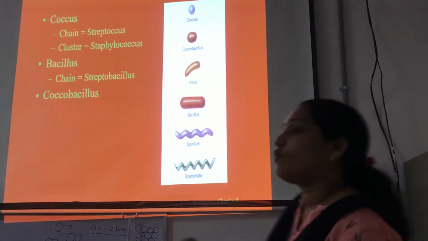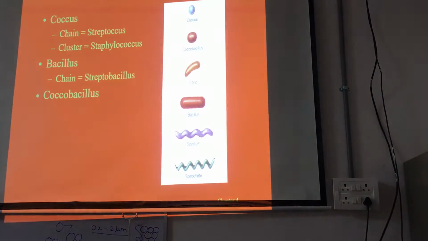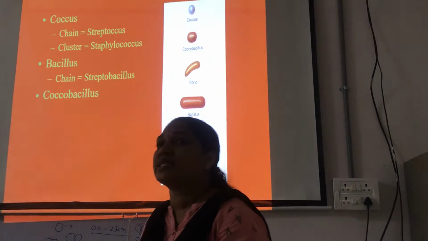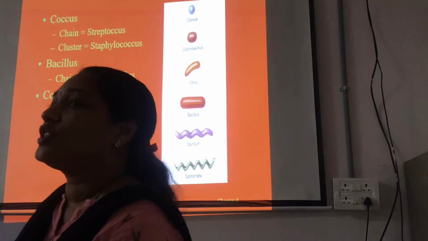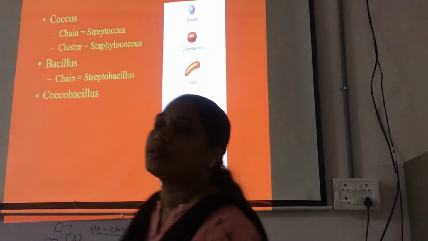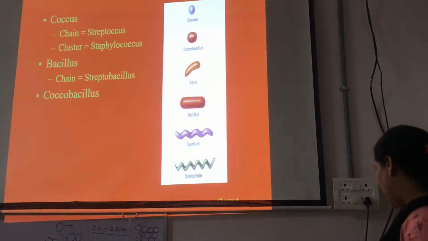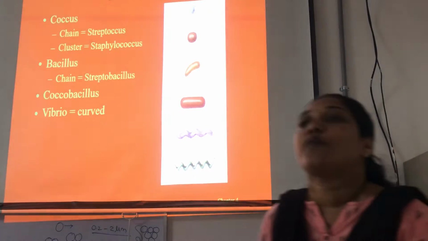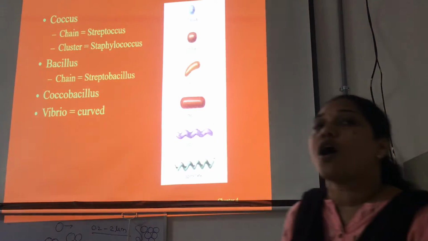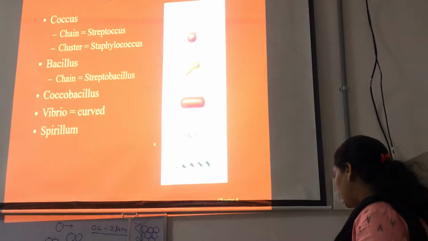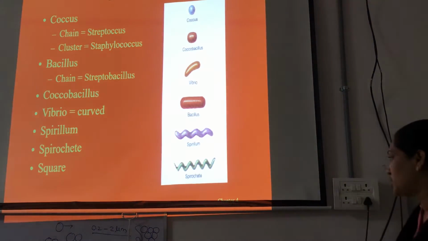So you have only streptobacillus, and the other form you have is coccobacillus. It is a combination, neither circular nor rod. Those types are called coccobacillus. And next you have vibrioid. We have studied about vibrioid. Vibrioid means comma shaped bacteria. Okay? And spirillum, and the last is spirochetes.